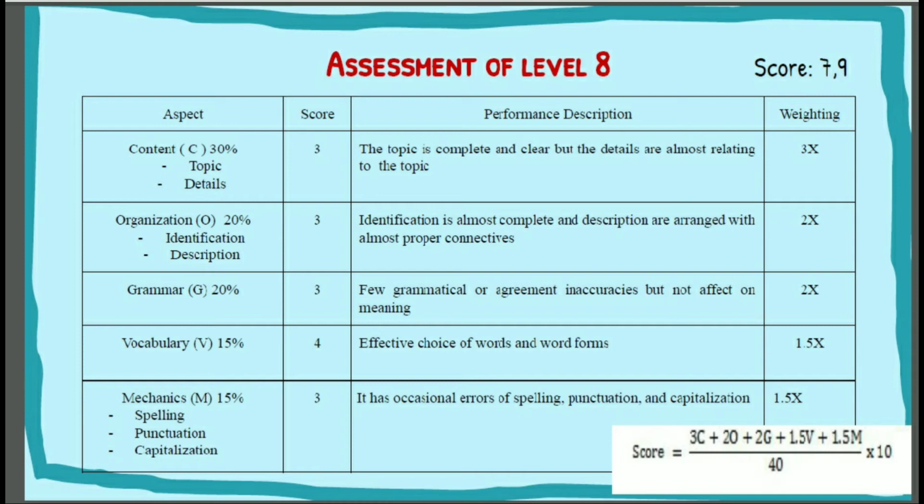And the last aspect is mechanics. The score for the mechanics aspect of this writing is 3. And its performance description is it has occasional errors of spelling, punctuation and capitalization. And the weighting is times 1.5.